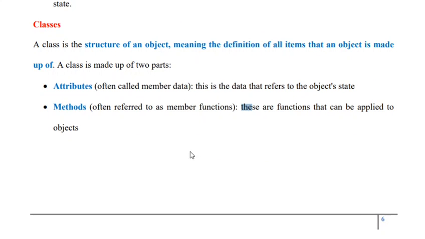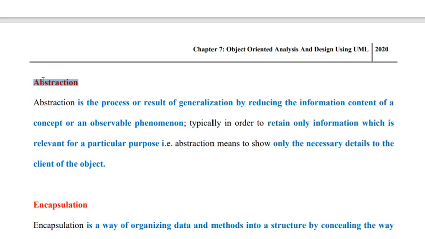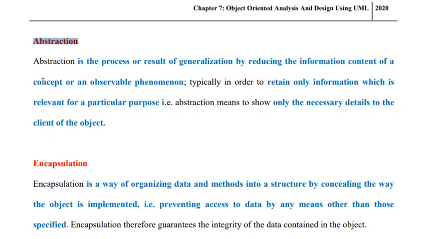Now, the next important aspect is called abstraction. Abstraction is the process of limiting the information flow. It is the result of generalization that tries to reduce the information content regarding the aspect of interest. So abstraction is basically used for exhibiting information hiding or reducing the information flow between the different aspects of interest.